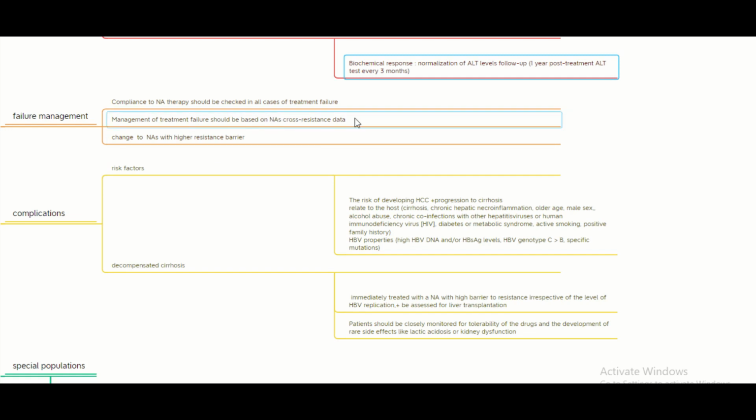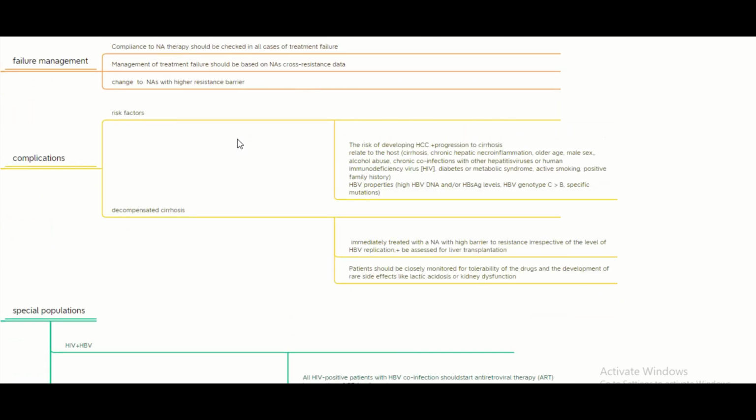Now, when we have treatment failure, we should change the drug used, which is usually a low barrier to resistance drug, into a high barrier one. And if the resistance is to a low barrier drug, we should not give another low barrier drug. We should always go up. That's why we change to an NA with a higher resistance barrier.